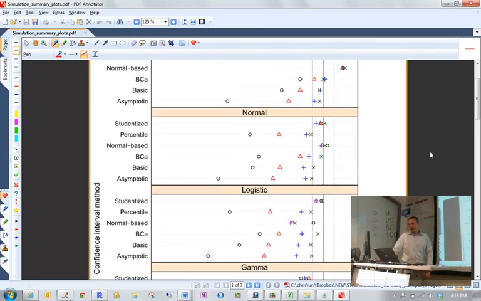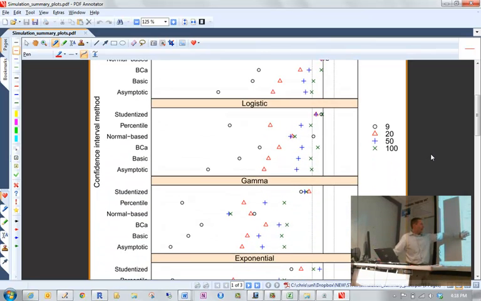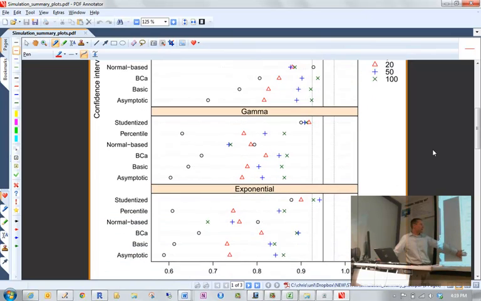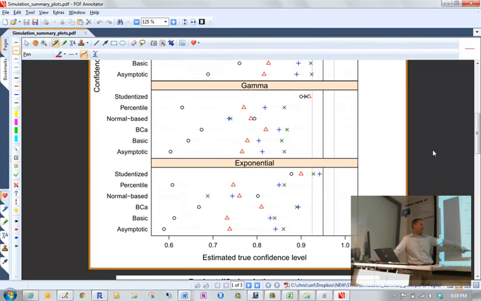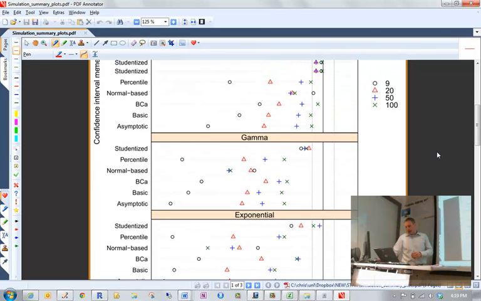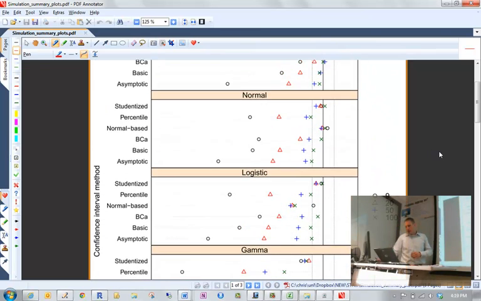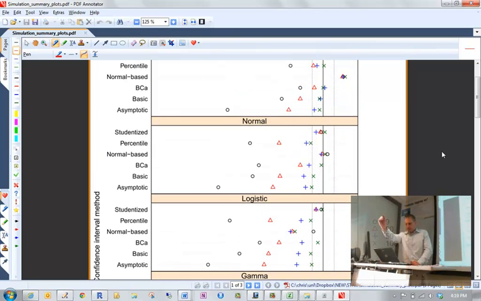Okay. So on the y-axis you see the confidence interval method. The x-axis you see the estimated true confidence level. You can see this is the goal, the solid line. Here's my margin of error. It's not showing up as well on this projector, but if you look at the PDF on the project's website, it looks a little bit better. And let's take a look at the first one that you did, the normal distribution.